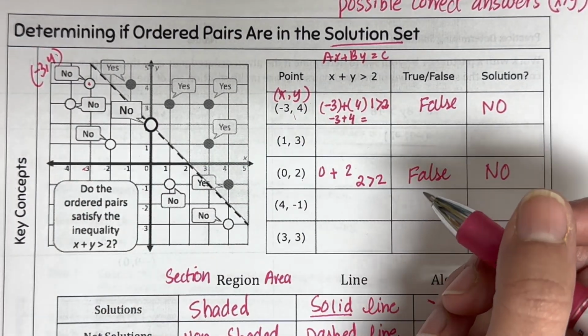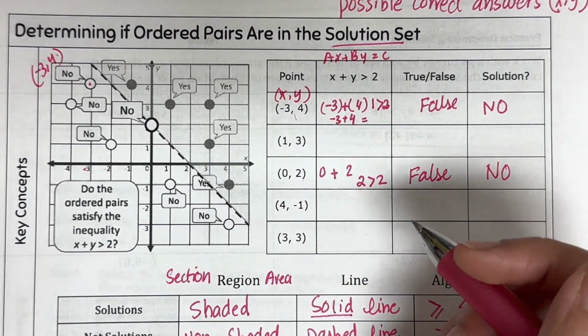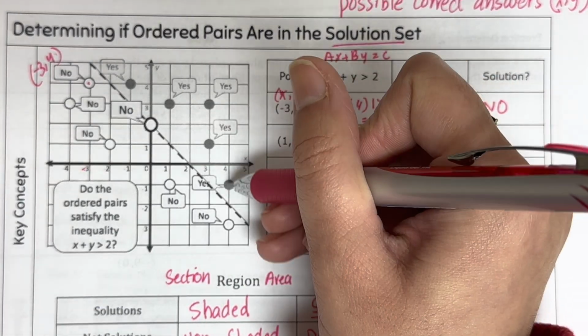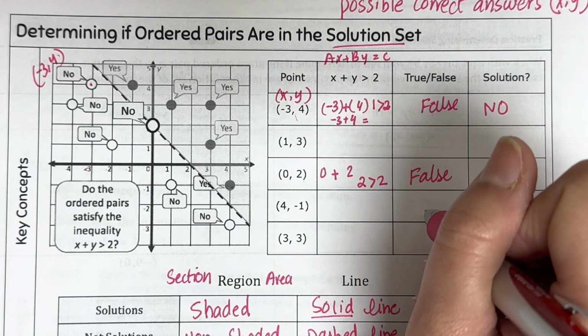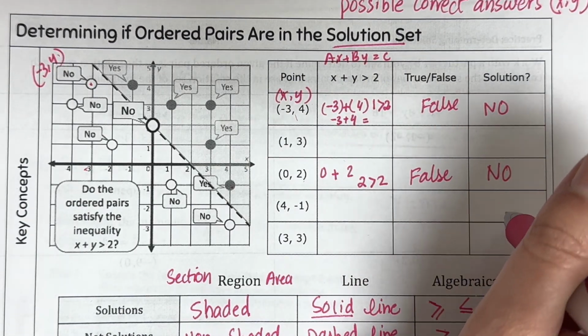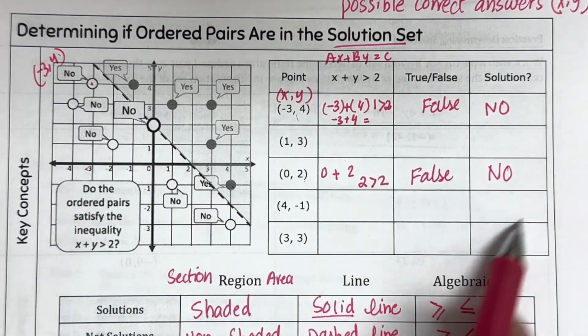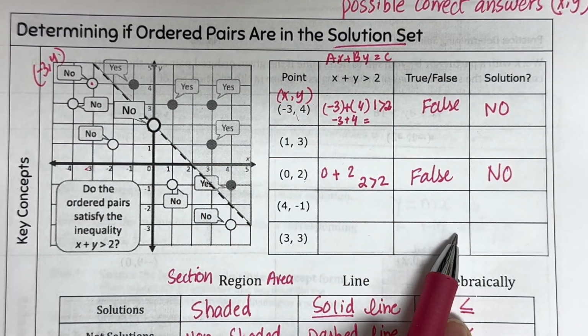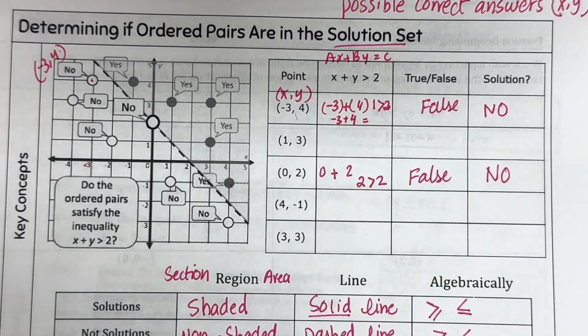Same way you can check other numbers, whether they are part of your answer or not. 4, -1. 4, -1 is here. Yes, this one should be true. And it should be, yes, the solution. But to fill this table, you have to plug in the numbers and then check. So go ahead and do that.